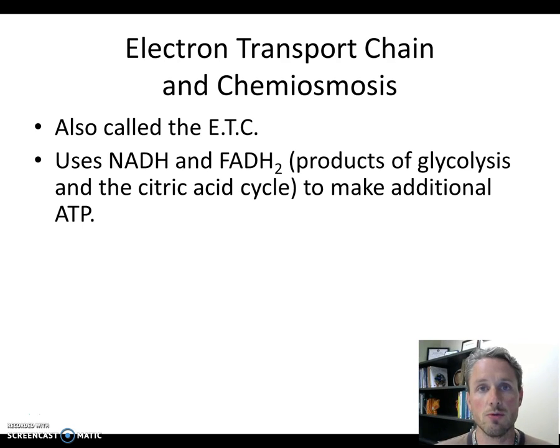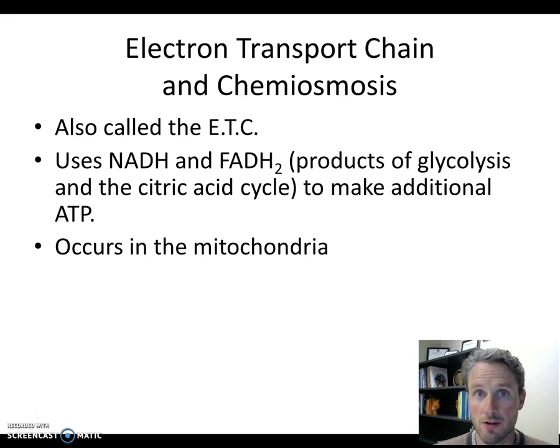This step is going to use a couple of the products that we made during glycolysis and during the citric acid cycle. So we are going to use the NADH and FADH2 that we produced during glycolysis and the citric acid cycle. We're going to use them to make more ATP. Remember, it's the ATP we really want from this process so that we can do things in the cell.